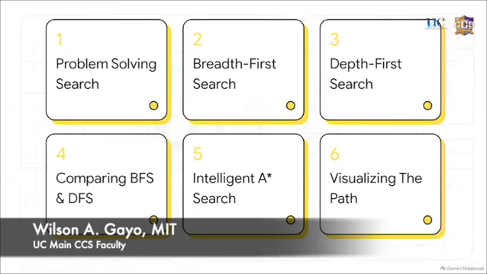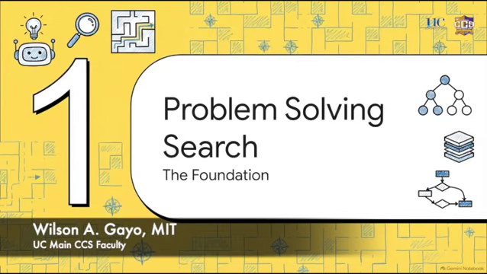Here's our agenda for today. 1. Problem solving is search. 2. Breadth-first search explained. 3. Depth-first search explained. 4. Comparing BFS and DFS. 5. Adding intelligence with A*. And 6. Visualizing the final path. Let's start with Section 1, Problem Solving as Search, the Foundation.